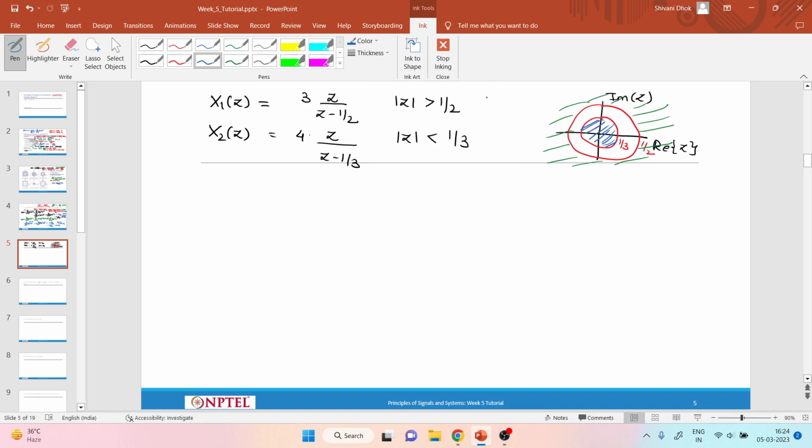Now if I consider, let's say, this region as R1 and this region as R2, from this diagram we can easily see that the intersection of R1 and R2 is a null set, that is phi, it is an empty set, and hence it means that the Z transform does not exist.